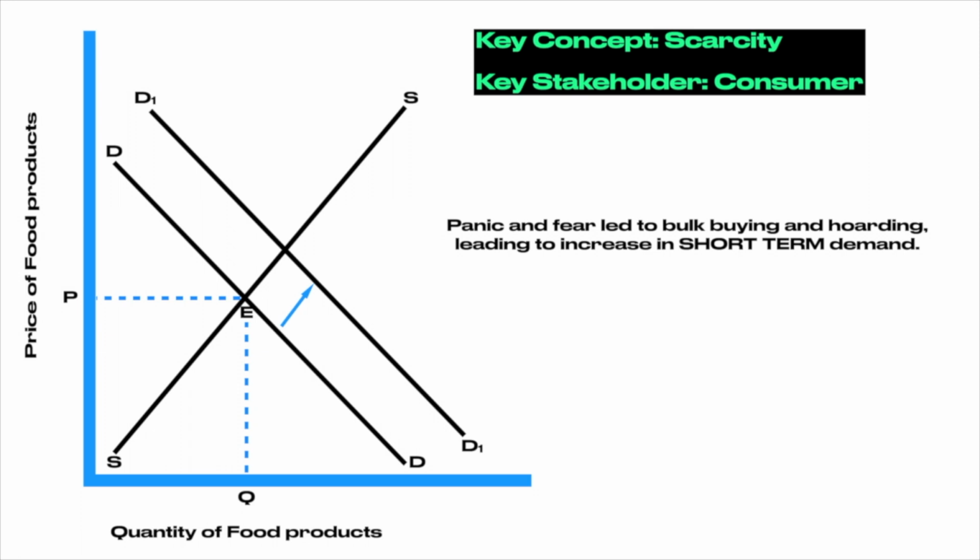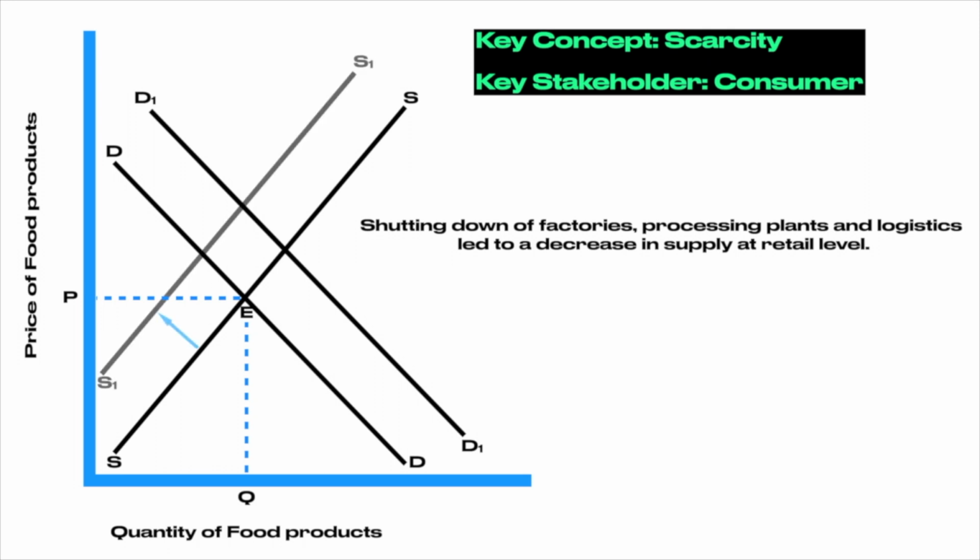However, this is not the only thing that happened. The shutting down of factories, processing plants, and logistics led to a decrease in supply at the retail level. We can represent this by shifting the supply curve to S1. We can see that we have a new equilibrium point. The prices also increased from P to P1. This led to scarcity and shortages.